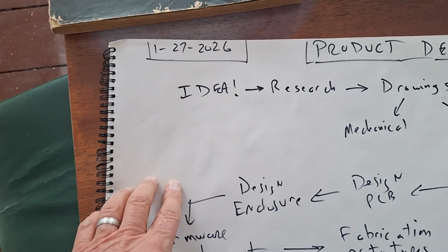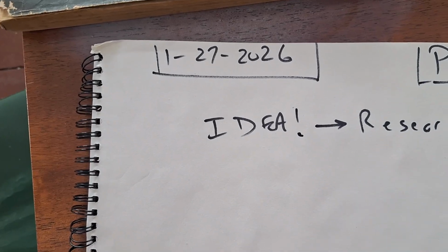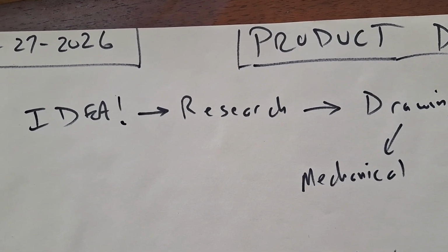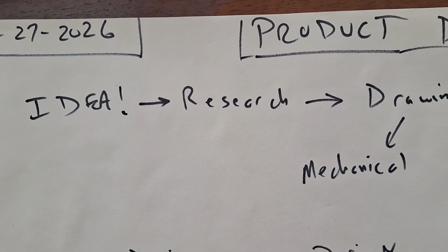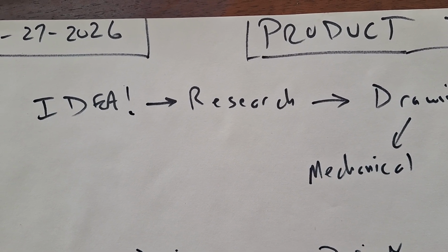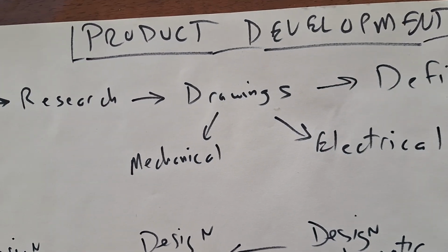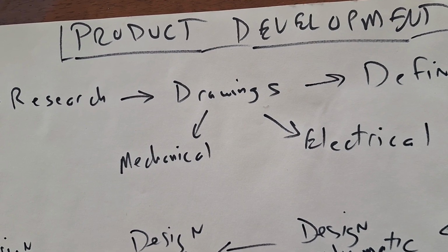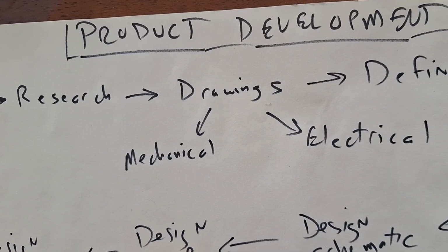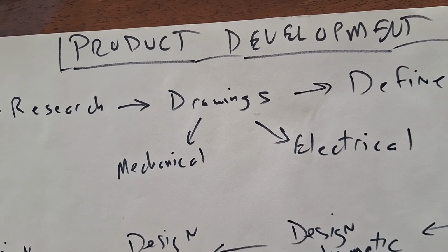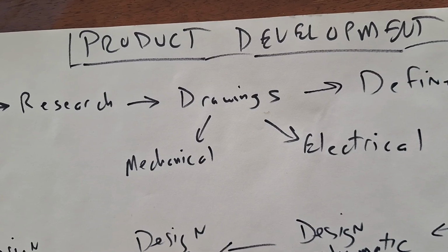So anyways, it starts with an idea, of course. So you have an idea for a product. Then you want to research it. You want to just get books and materials. Of course, nowadays with the internet, you can do a ton of research right at home. So you look up as much information as you can, and then you maybe make some drawings of what you think the product might look like. That includes mechanical drawings, and maybe some rough schematics or electrical drawings.